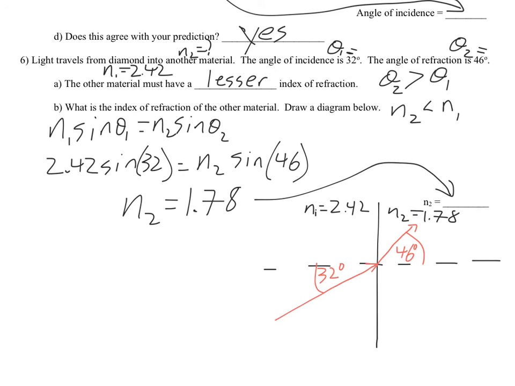A lot of students I noticed in class were using this angle here. We never use that angle. It's always measured relative to the normal line. And we might see some problems in later classes where we orient this the other way, where our interface between the two materials goes this way and our normal line goes this way.